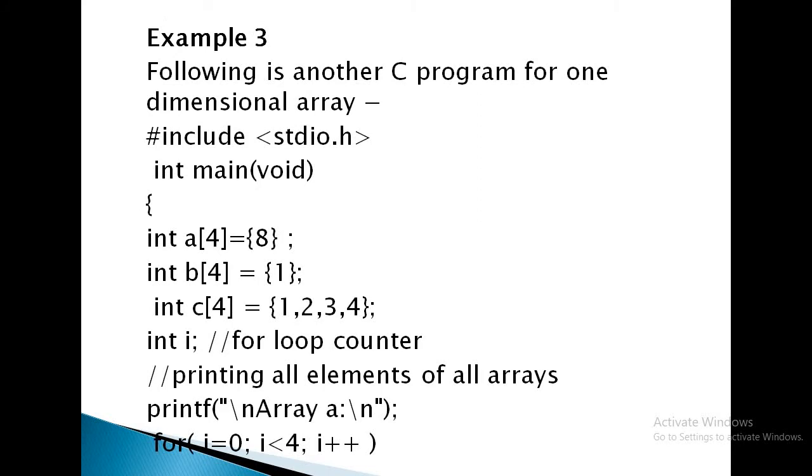In example 3, the following is another C program for a one-dimensional array. In a single program itself, we are declaring 3 arrays. That means only the array name is changed: A, B, C, and the array size is fixed as 4 for all of them. Here the array values are 8 for A, 1 for B, and 1, 2, 3, 4 for C. We are using a for loop for each array: the first array, second array and third array.